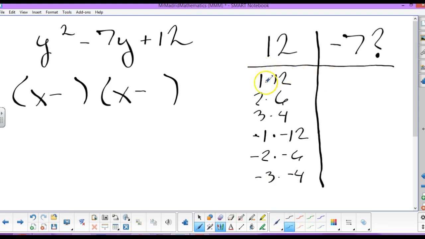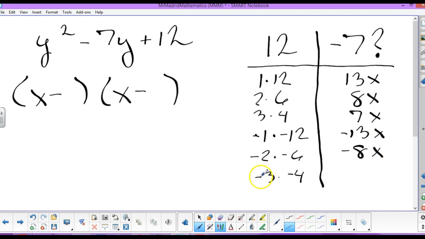So with that said, now I simply got to add them. I'm not going to write it. I'm just going to do some mental math addition, but if you need a calculator, feel free to do so. So 1 plus 12 is 13. That doesn't match. 2 plus 6 is 8. Not a match. 3 plus 4 is 7. That's not a match, since I need negative 7. This is negative 13. Not a match. This is negative 8. Not a match. And negative 3 plus negative 4 is negative 7, which is a match. And these are my winners.